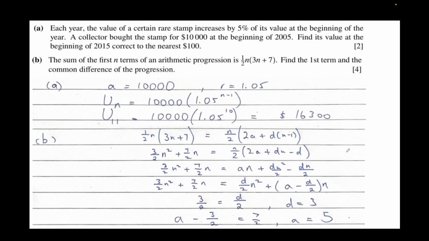a minus d over 2 is now a minus 3 over 2. Why would you leave that as d when you already know what d is? More detailed, better, right? This times n has to equal this thing times n. Oh, 7 over 2 is the number in front of n. This is the number in front of n, equals 7 over 2. Which we can move to the other side to get a is equal to 5.